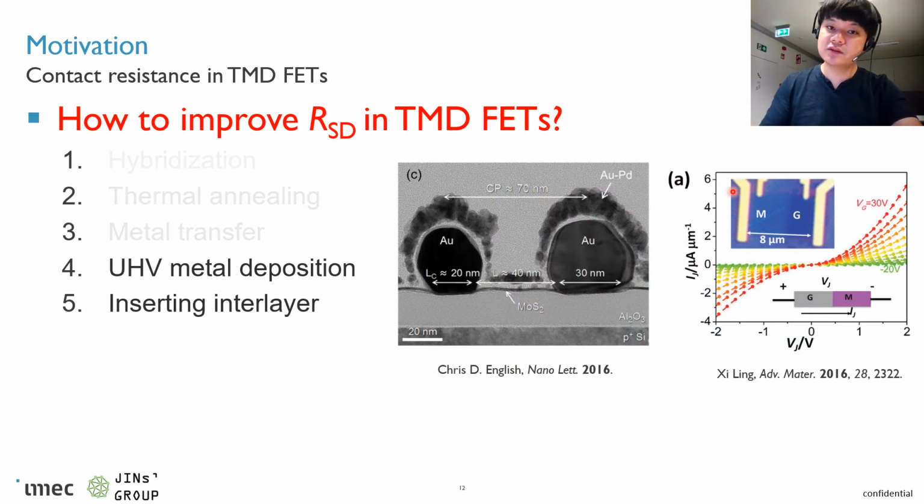And we can also use ultra-high vacuum metal deposition or interlayers such as graphene in order to improve a large contact resistance like that. So you can see these previous studies.